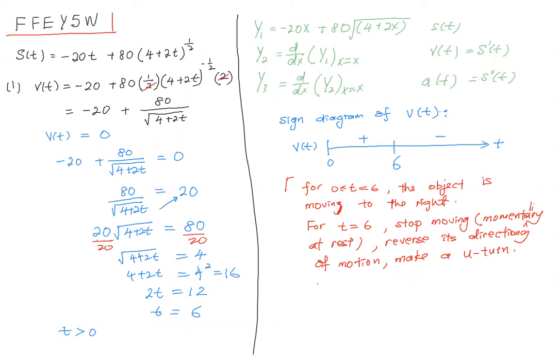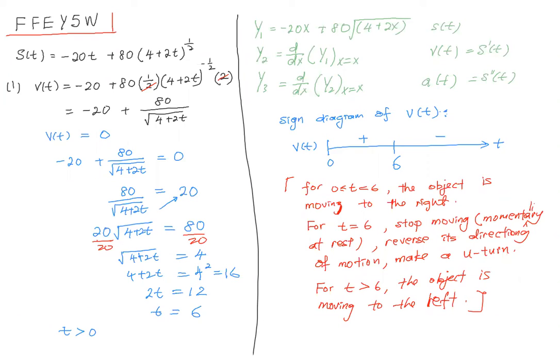Okay, then for t more than 6. Kevin? The object is moving to the right. Huh? Left. The object is moving to the left. You see, I also follow you already. Are you okay? So that is how you interpret.